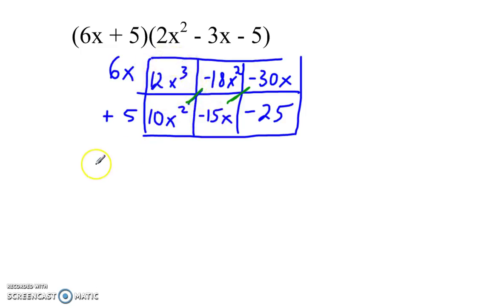So here we have 12x to the third, that's by itself because it's top left. Then these diagonals are x squared, so 10 minus 18 is negative 8x squared. Negative 15, negative 30 is negative 45x. And then bottom right, we've got negative 25.